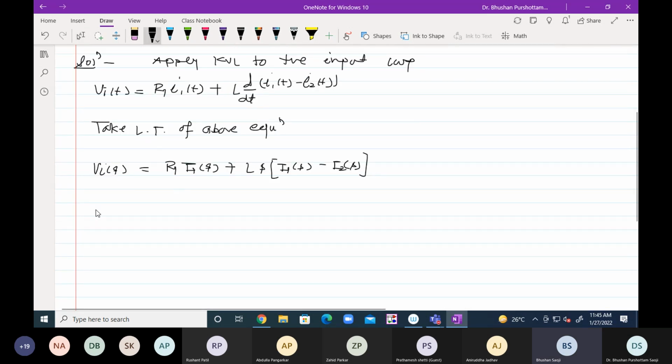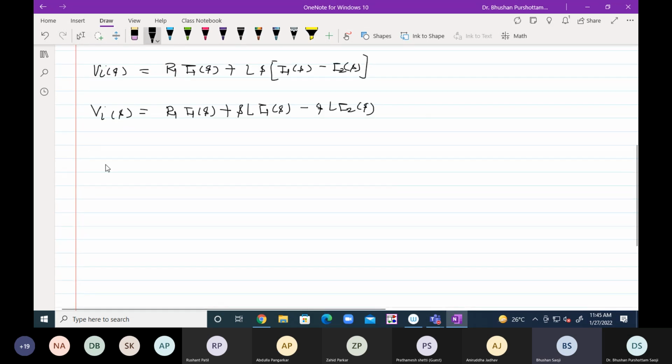Now after expanding these, we have Vi of S equals R1 I1 of S plus S into L I1 of S minus S into L I2 of S. If we simplify this, then we have Vi of S equals R1 plus S into L, bracket complete, multiplied by I1 of S minus S into L I2 of S. So this is our equation A, let us say.